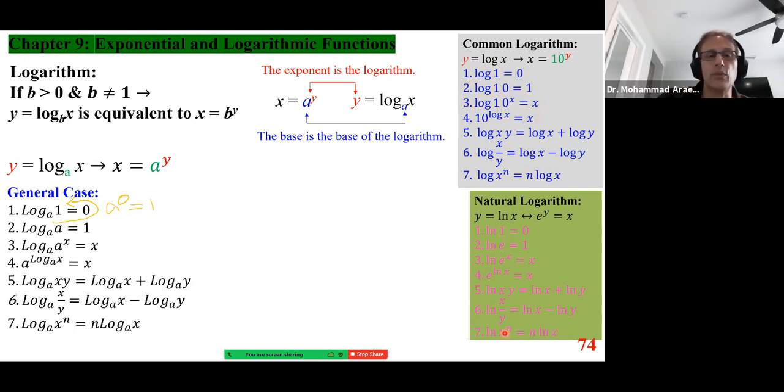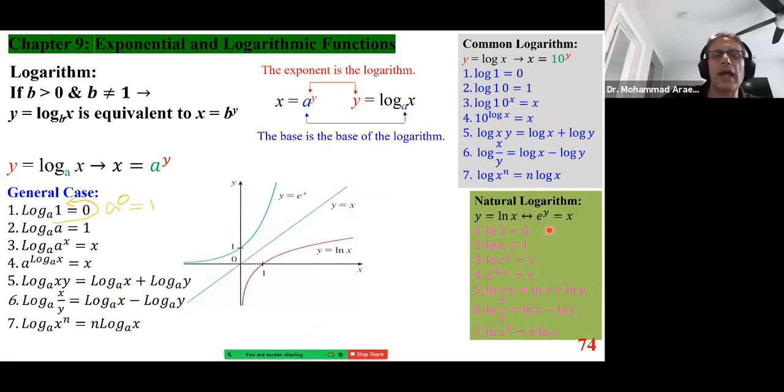I know it's a lot, but we have been working on it for the past few weeks. I hope you're very comfortable with that. So understanding the general form, these two cases that are special cases make life easy. When we graph, because the exponential functions and logarithmic functions are inverse functions, they are symmetric with respect to the line y equals x.